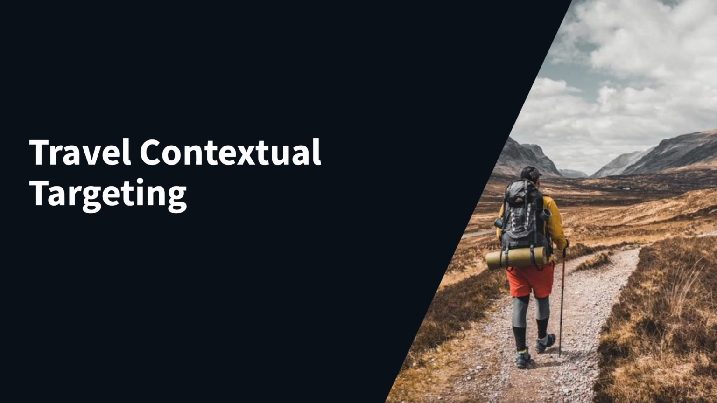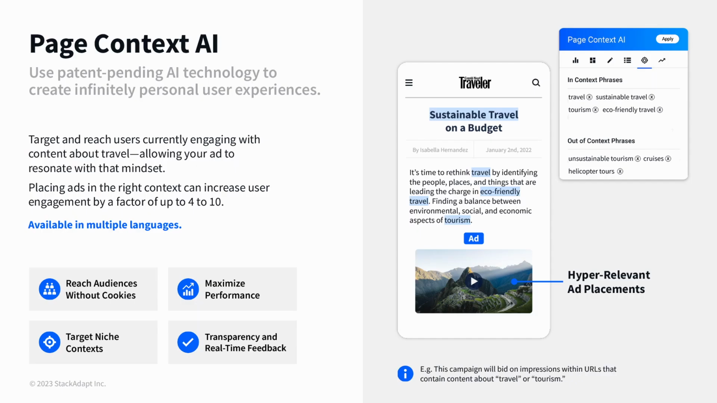Now, the first type of audience we're going to look at is travel contextual targeting, which I'll let Lily handle first. Perfect, thanks, Kane. So here we're going to look at contextual targeting and how it lends itself beautifully to travel. Page Context AI is StackAdapt's proprietary cookieless targeting solution. As you can see an example on the right here, using in-context phrases and out-of-context phrases, we can serve an advert in a hyper-relevant environment to a user that's engaged, and will be receptive to your ad.